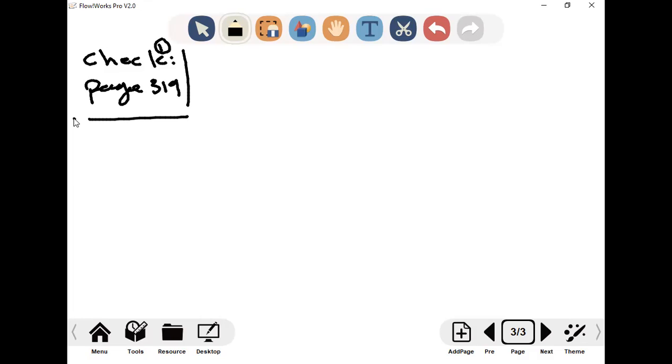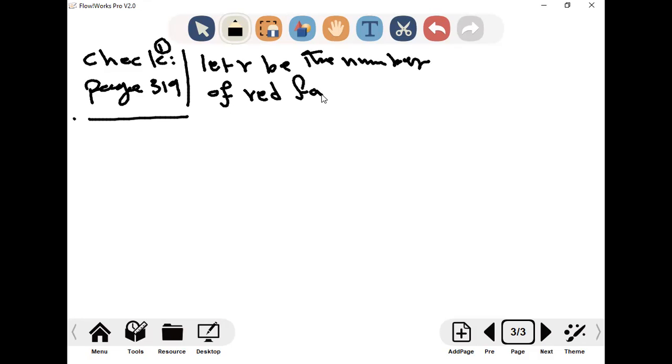The question wants me to use R, right? They said red fabric R, right? So let R be the number of red fabric. Right? Okay, how many costumes do we have?